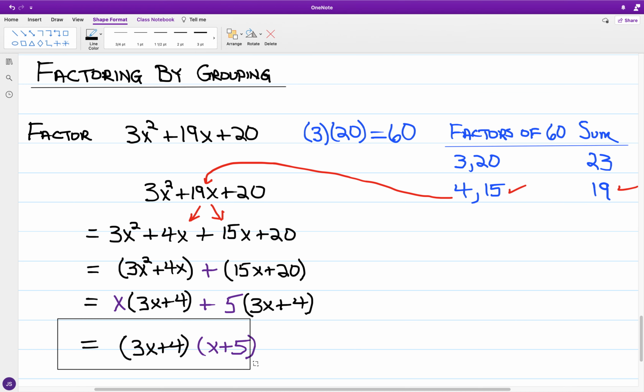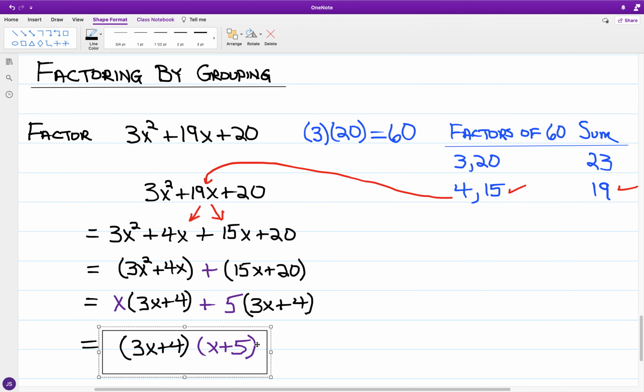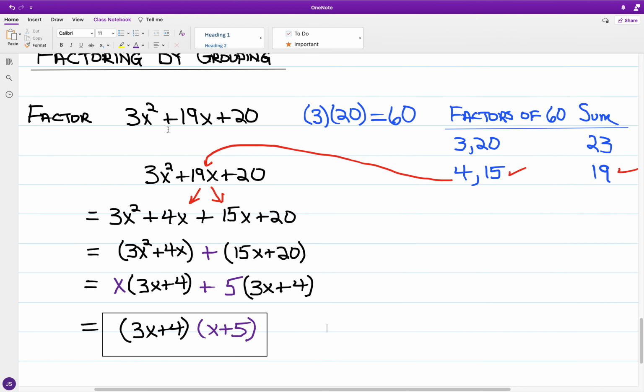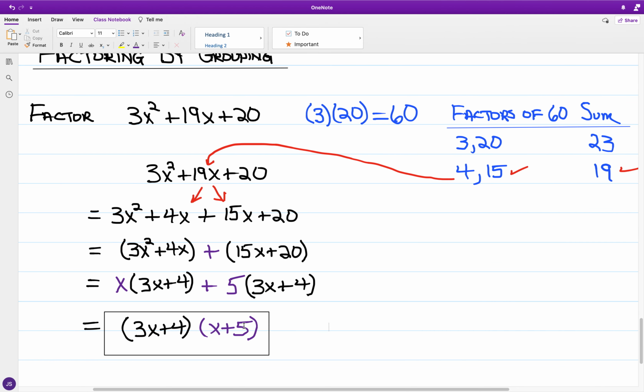And you can check for consistency. Again, you have 3x times x is 3x squared. 3x times 5 is 15x. We got 4x. 15x plus 4x is 19x. And we have plus 20 at the end.